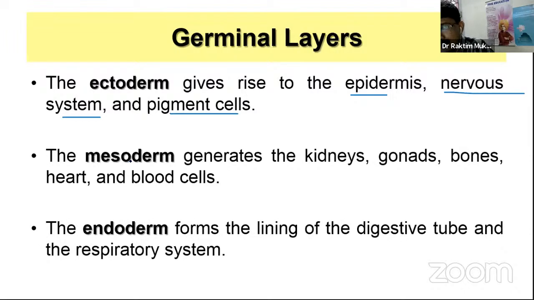Okay, the question is, likewise for endoderm, it forms the lining of the digestive tube and the respiratory system. The question is, in humans, can you name the organ system in which all three germinal layers are involved? Can you name the organ system in humans where all three germinal layers are involved?